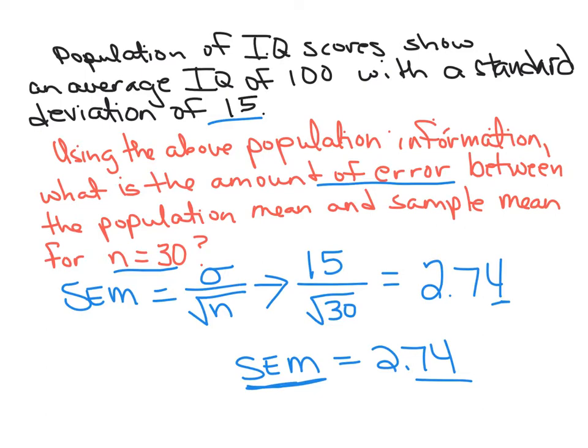So basically what this means is if we have a sample of 30, we can expect the error to be around 2.74 points. So the sample mean will fall somewhere around the population mean, somewhere around 2.74 points is where you would see it falling.